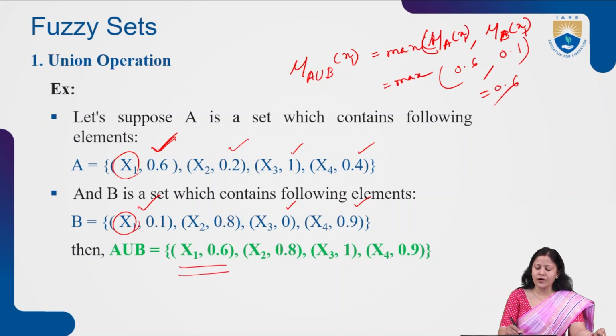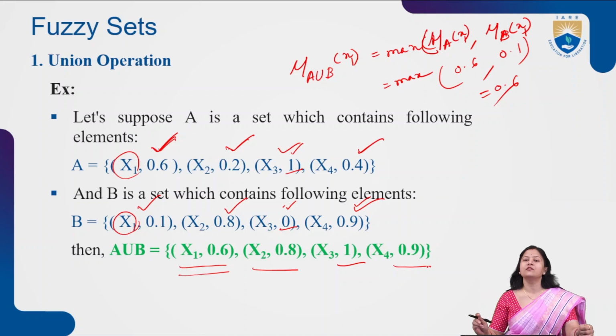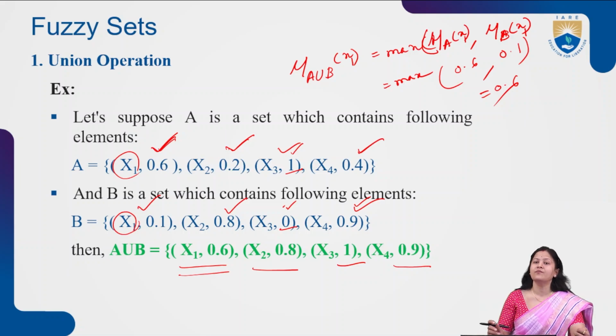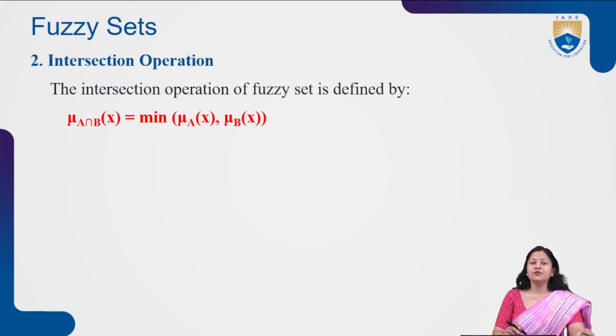Similarly for x2, what is the membership value? 0.2, and here it is 0.8. What is the maximum? So 0.8. Similarly for these two, x3, 1 and 0. What is the maximum value? It is 1. And for x4 it is 0.4 and 0.9. So what is the maximum value? It is 0.9. So like this we have to find the maximum between the membership values of each element for both the sets. Then the intersection operation.